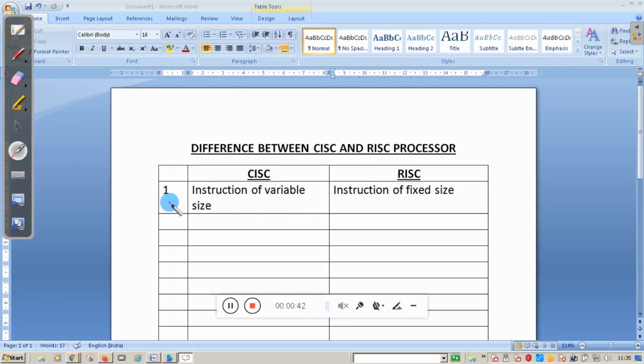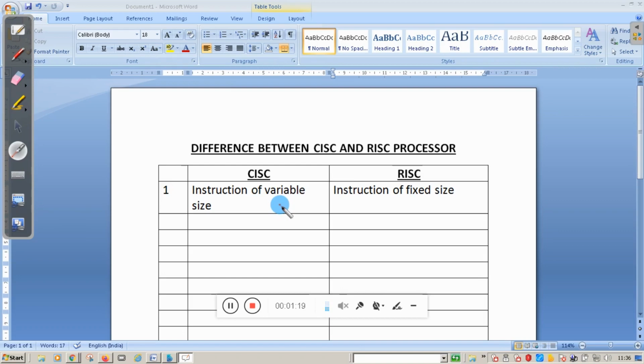The first point is that instructions in CISC are of variable size. With respect to RISC, instructions are of fixed size. Let me explain the difference. If you take the processor 8086, it contains 1 byte instructions, 2 byte, 3 byte, 4 byte, 5 byte and 6 byte instructions. You take the microcontroller 8051, which has 1 byte, 2 byte and 3 byte instructions. That means instructions of variable size.